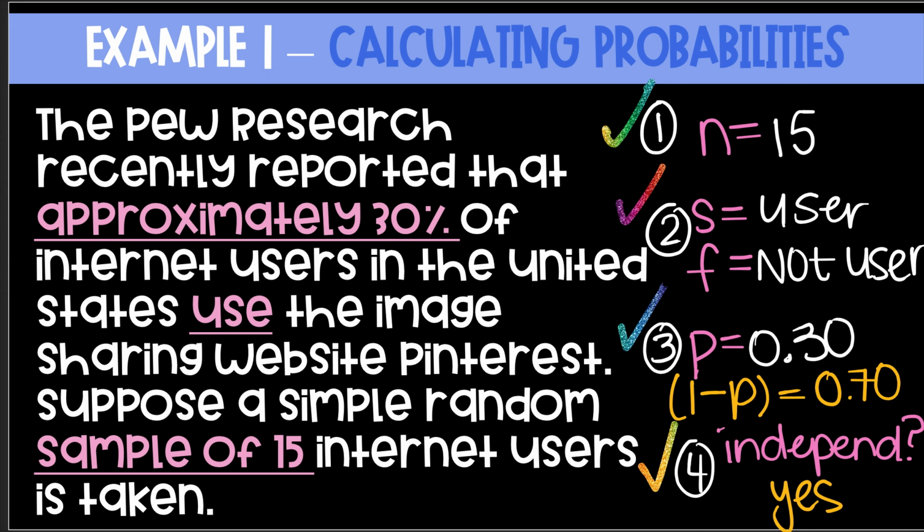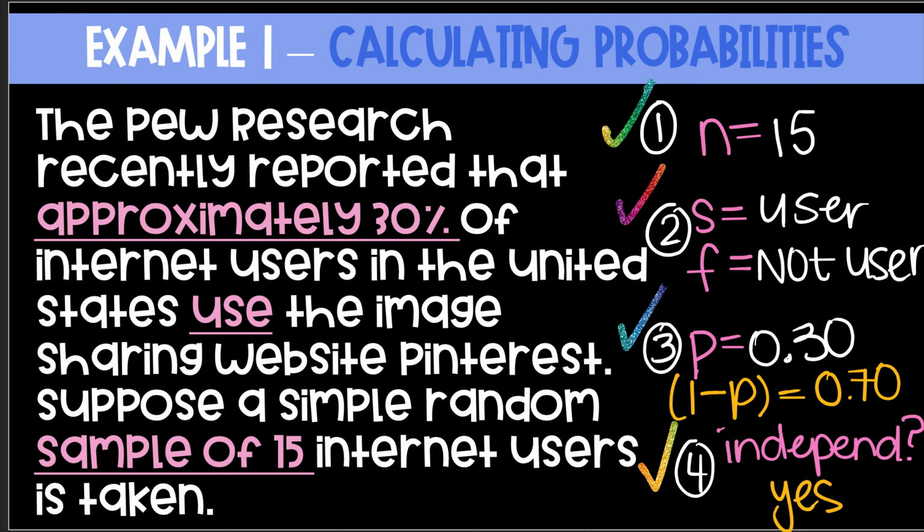Our number of trials in this case is 15. We are going to have as a success whether we get a Pinterest user, as a failure if we get a not Pinterest user. Our probability of success is 0.30, which we took from the 30% of users in the United States. Our probability of failure will be 1 minus that 30, which is 0.70. And yes, we consider this a probability independent event, and we're going to be computing probability for this independent event.